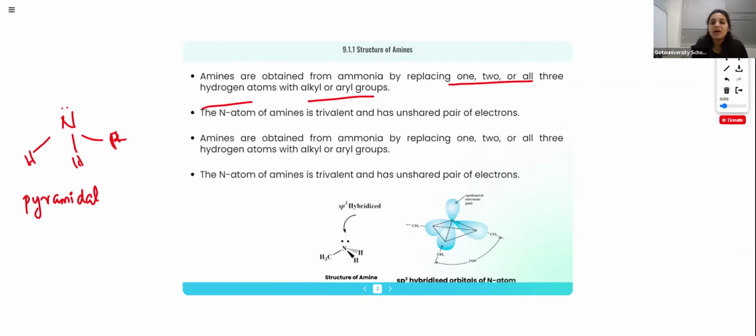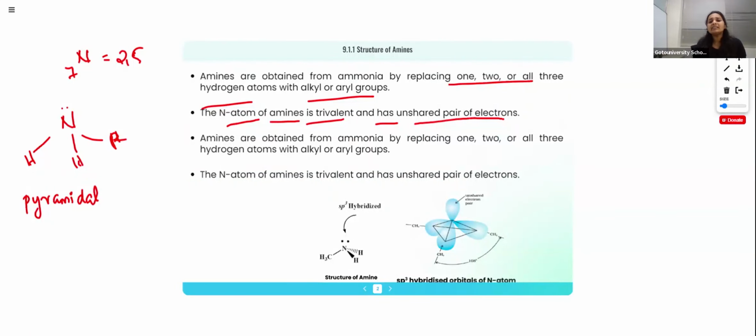The nitrogen atom of amines is trivalent and has an unshared pair of electrons. What is trivalent? In the case of nitrogen, the atomic number is 7, so the electronic configuration will be 2, 5. So nitrogen needs 3 more electrons to complete the octet, right? Octet means 8 electrons in the last shell. Then only it will be stable. So it has a valency of 3. That's why the nitrogen atom of amines is trivalent and has an unshared pair of electrons.